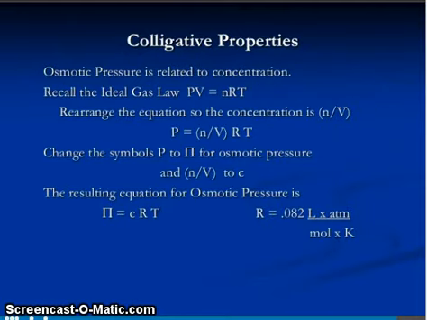Osmotic pressure is related to concentration. Recall the ideal gas law, PV = nRT. Rearrange the equation so the concentration is P = (n/V)RT. Change the symbol P to π for osmotic pressure and n/V to C. The resulting equation for osmotic pressure is π = CRT. R is equal to 0.082 L·atm divided by mol·K.